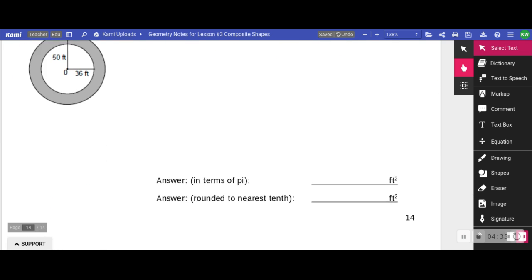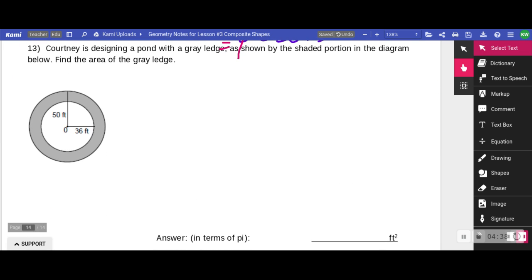All right. Ooh, we're finally on the last one. Here we go. Courtney is designing a pond with a gray ledge as shown in the shaded portion of the diagram below. Find the area of just the gray ledge.